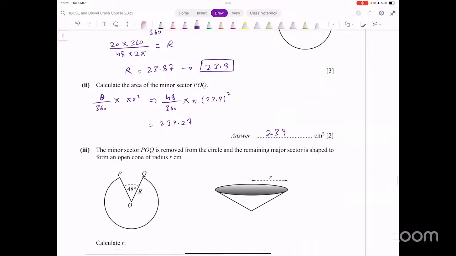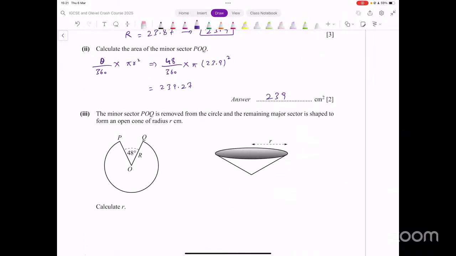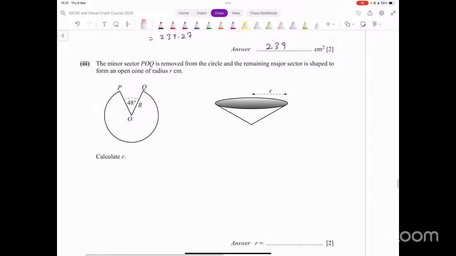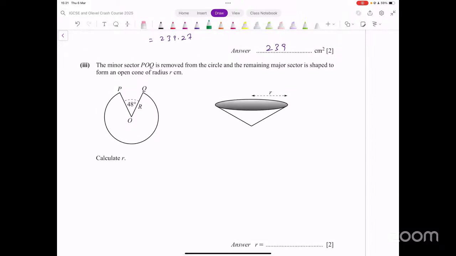Okay, let's move on. Now it says the minor sector POQ is removed from the circle. So you have the circle, and this minor sector is now removed from it. The remaining major sector is shaped to form an open cone of radius r centimeters. We need to find this radius. Now remember what we discussed about this. What happens when this figure becomes this cone? The radius of the circle basically becomes the slant height of the cone.